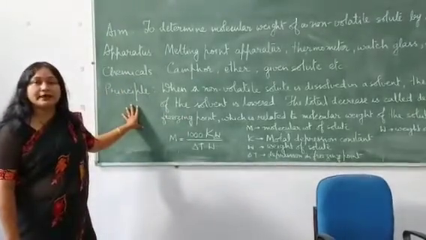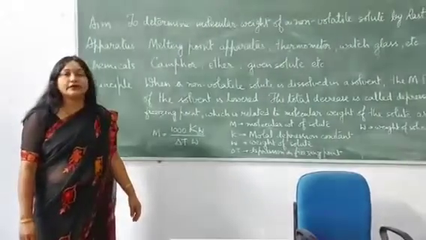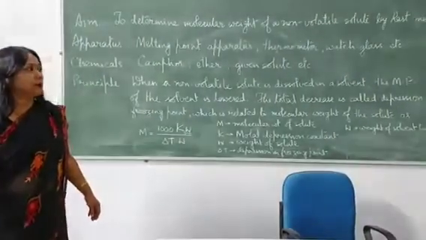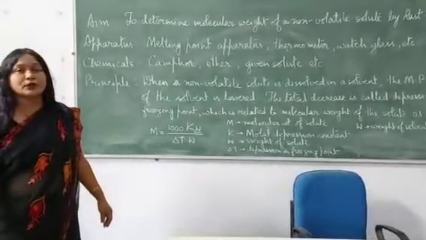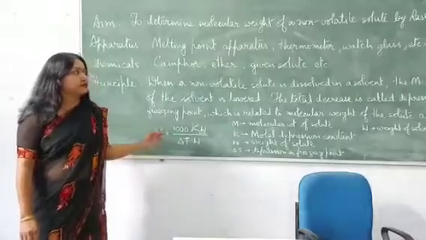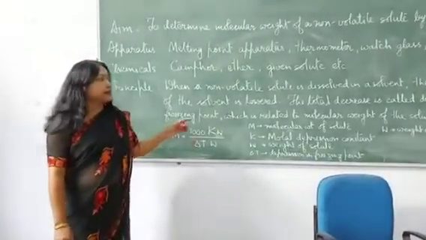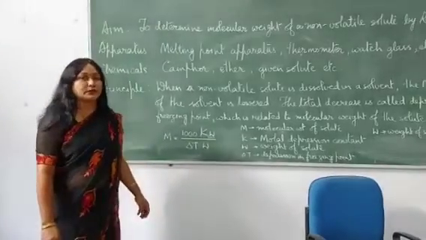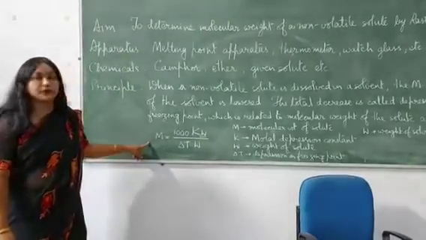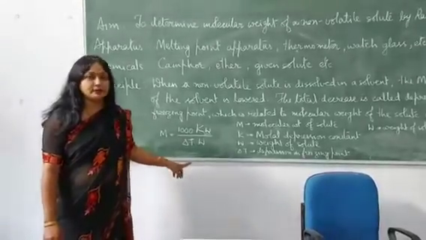The principle behind this experiment is that when a non-volatile solute is dissolved in a solvent, the melting point of that solvent is lowered. The total decrease in the melting point, which is known as the depression in the melting point or the freezing point, is related to the molecular weight of the solute by the formula M is equal to 1000 kW upon delta T into capital W.